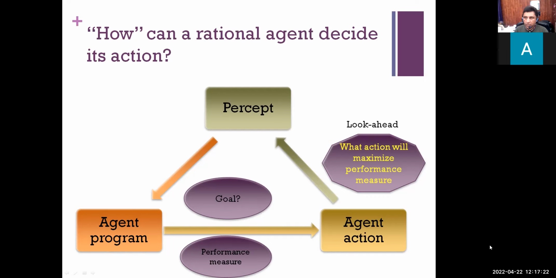And then based on that, if I take this action, my performance will improve. If I take another action, my performance will drop. So based on that, the agent action will be decided, and then the feedback will go back to the percept. It becomes a part of the percept. And this particular part of the slide says that the basis of the agent's action decision will be to ask this question: what will maximize the performance measure? Such an action should be selected which will maximize my performance measure.